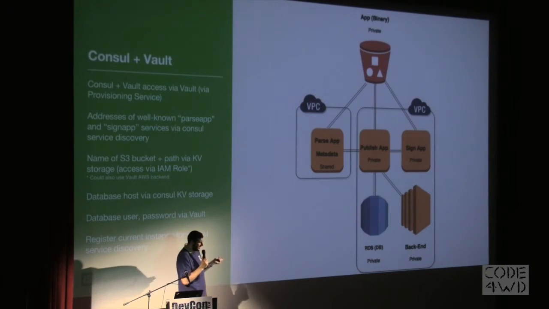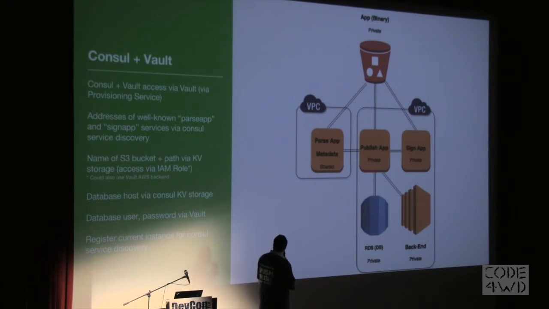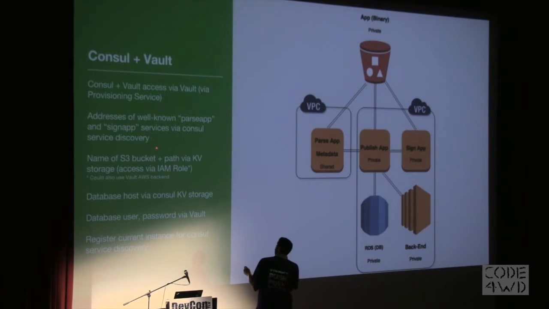So earlier we asked how does the publish app utilize Consul, so how does the publish app now utilize Consul and Vault? The first thing that happens when it comes up, we're going to get a token to Consul and another token to Vault through something that we call the provisioning system, which I'll get to really soon. The next thing, we have this already, the addresses of the well-known apps that it needs to talk to, that's still going to happen through Consul. We have the address of the bucket and the path inside the bucket, that's also still Consul.